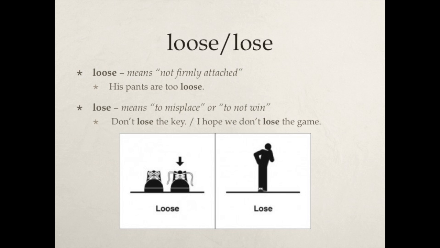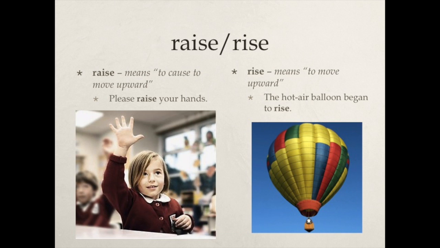All right, the next set of words we're going to look at is loose versus lose. Loose means not firmly attached. His pants are too loose. In the example here, the shoestring is loose. It's not firmly attached. Lose, with one O, can mean two different things. It can mean to misplace, as in don't lose the key, or you won't be able to get in the house, or it might mean to not win. I hope we don't lose the game. Both of those are with one O. If you include two O's, it means not firmly attached or not firmly fitting, not fitting correctly. Loose.